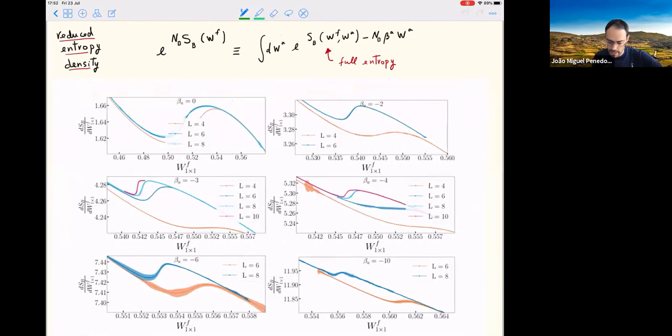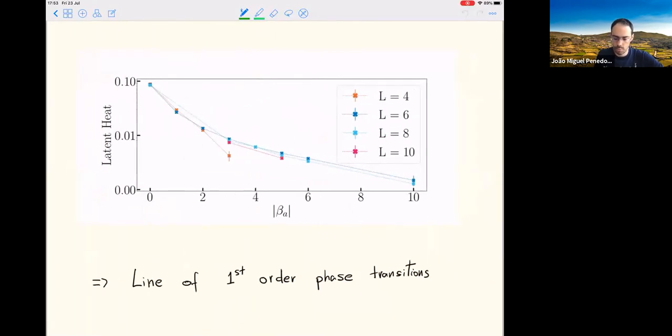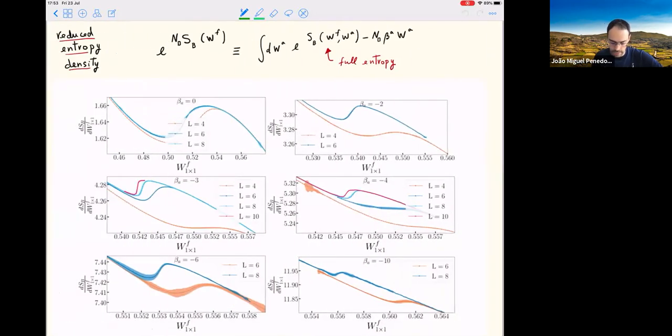Essentially, what we find is that it's always first order, but the latent heat decreases. That was what Kawai saw: the latent heat decreasing. I actually have a picture of the latent heat here. As you move in beta A, at fixed beta A it's always first order, but it's harder and harder to see that it's first order because the latent heat becomes very small. So you need to go to bigger lattice sizes. This was the main result here. It was a negative result.